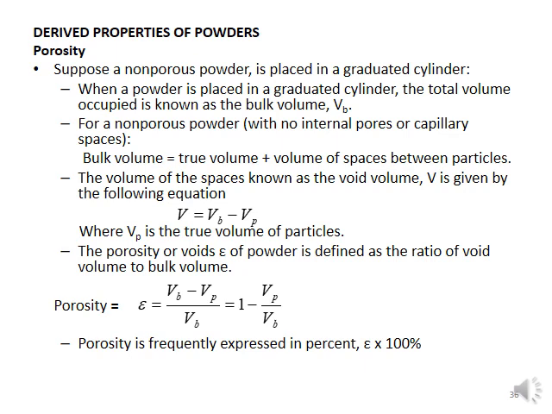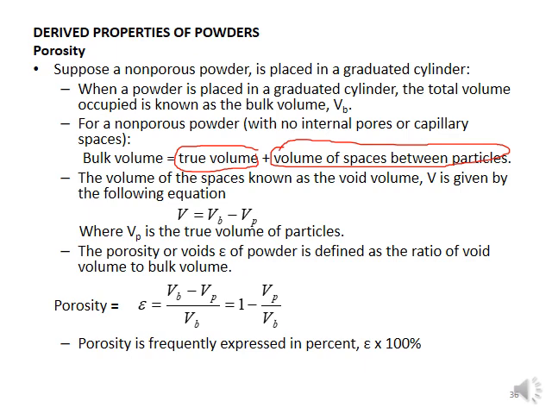Properties of powders, mainly porosity. Suppose that we have a non-porous powder placed in a cylinder. When the powder is placed in the cylinder, the total volume occupied is known as the bulk volume. In this case, the bulk volume equals the true volume of the powder plus the volume of spaces between the particles.